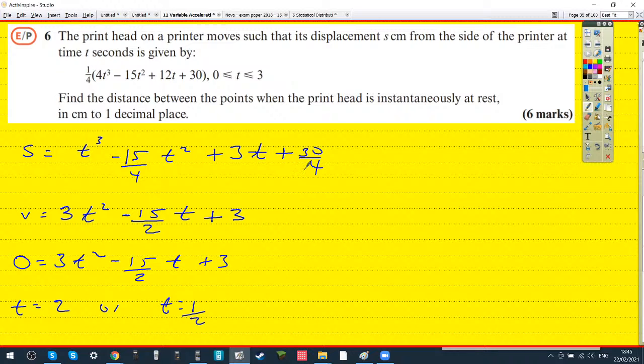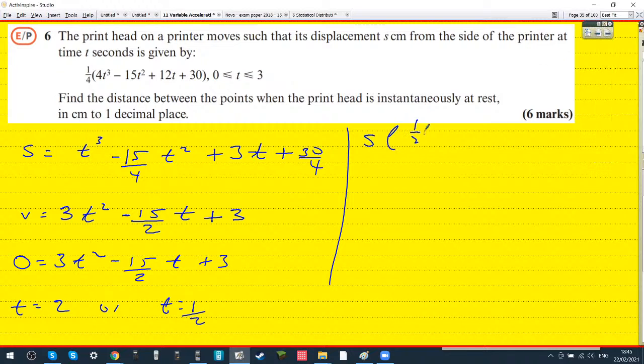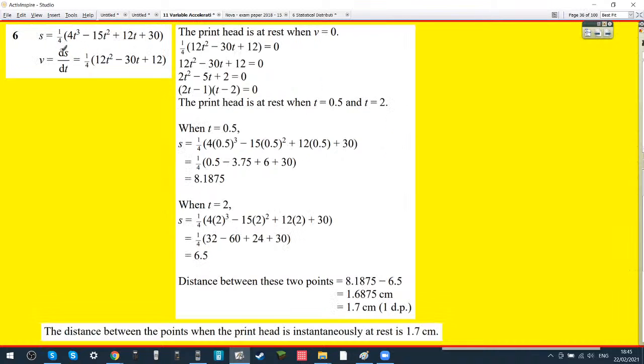Do I now need to sub in both those values into the initial equation? Yep. And what would you do with your answers? Subtract them from each other. That's it. That's s of a half minus s of 2, or whatever way around it would be. And you would get your answer. Yep. Let's see. So they differentiate it, make it equal to 0, a half or 2, and they sub those back into the original and subtract. Yep.